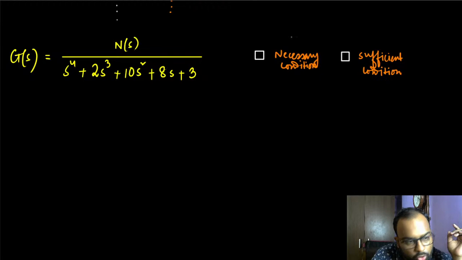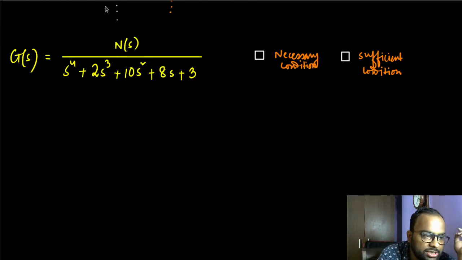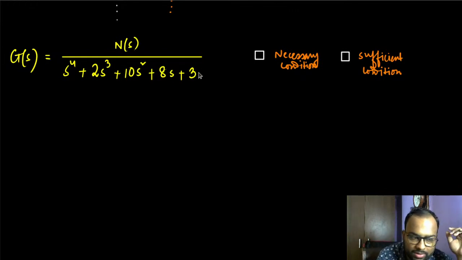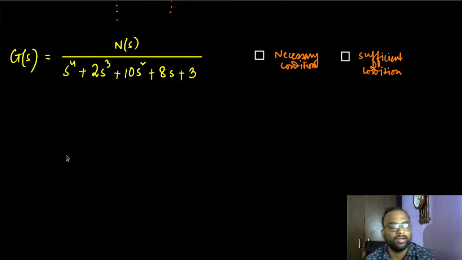In order to satisfy the necessary condition, all the coefficients must be present. There should not be any particular power missing here. So we have power 4, it's a fourth order polynomial, then we have power 3, 2, 1, 0. The example that I just took satisfies the necessary condition, and that's why I actually took this particular example.